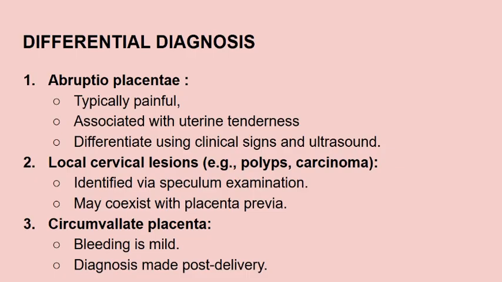So, common differential diagnosis. We said abruptio placentae, cervical lesions. In fact, anything that can cause antepartum hemorrhage, bleeding after 28 weeks of gestation, can be confused with placenta previa. But as I've stated before, it's very, very important to have a high index of suspicion. Whenever a woman comes from 28 weeks with bleeding and the bleeding is painless, think placenta previa first.